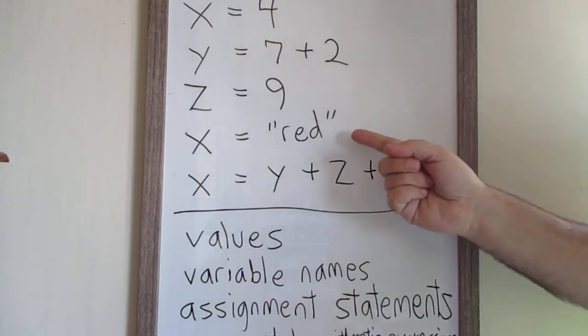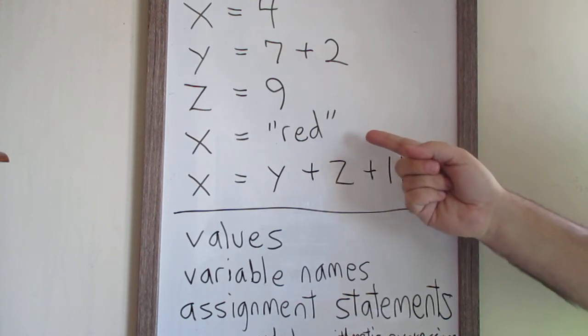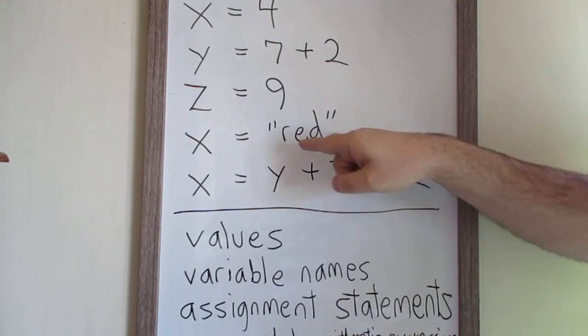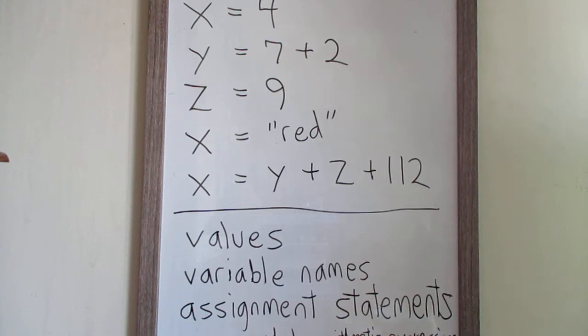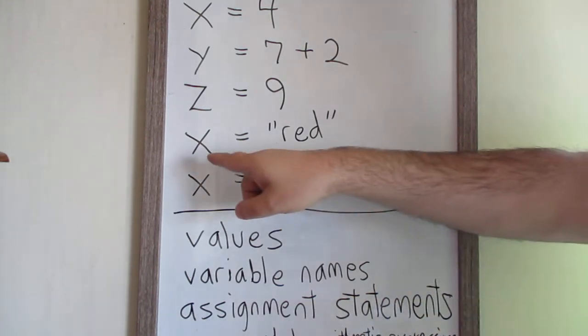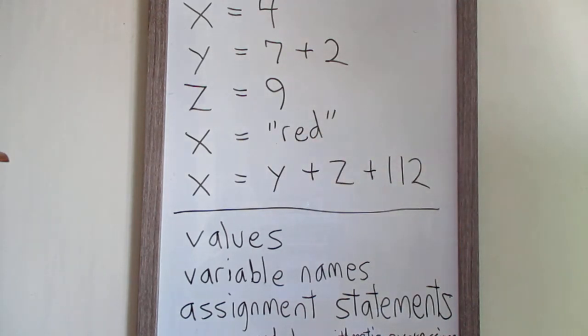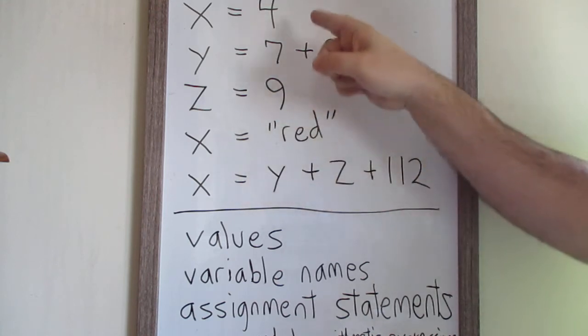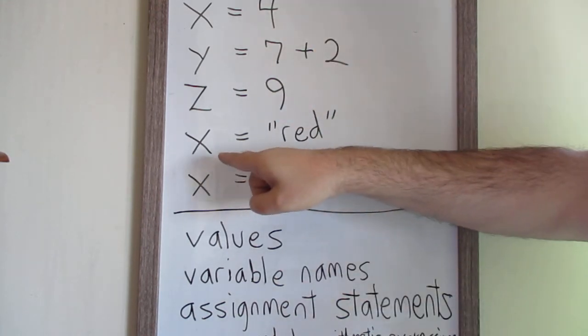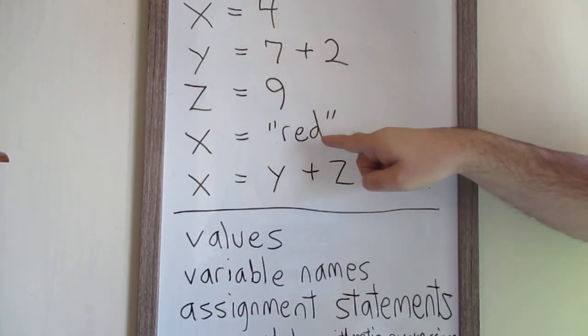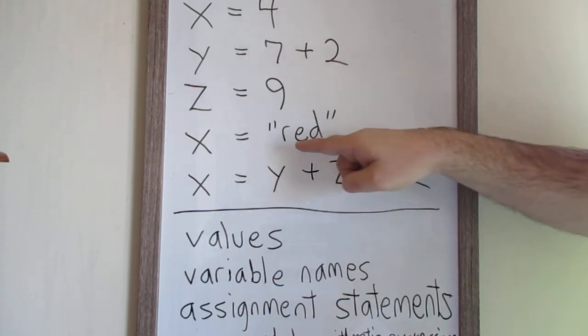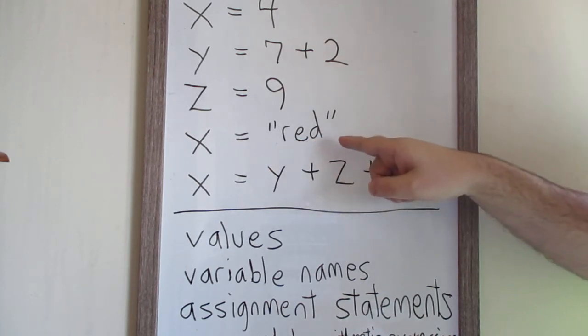Notice here you can have values that are not numbers. Values can be numbers or a string of text, or a single value can be a more complex data structure like an array. We'll see that later. Here, this value is not a number, it's a string of text. The variable x now no longer refers to the number 4. It now points to or refers to the value that is a string of text, red.